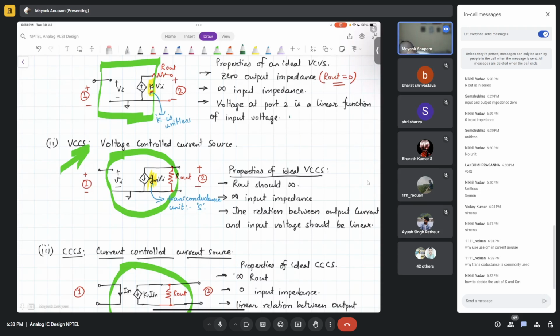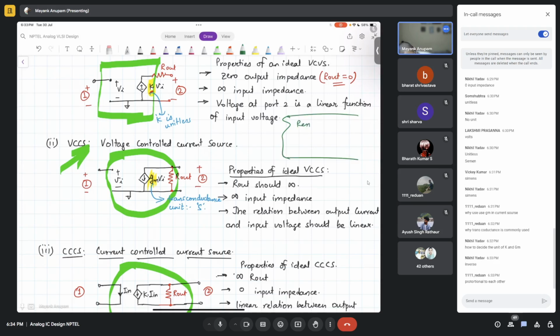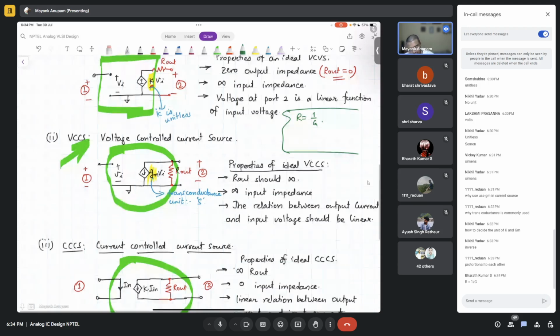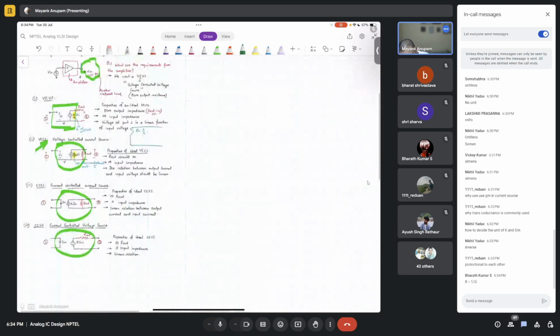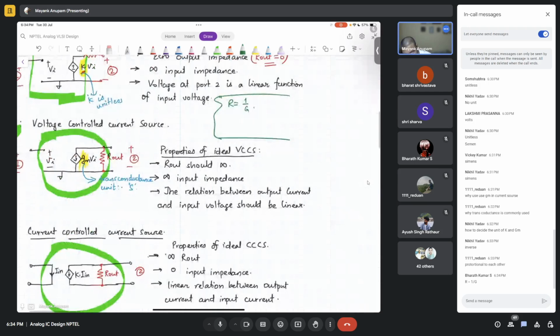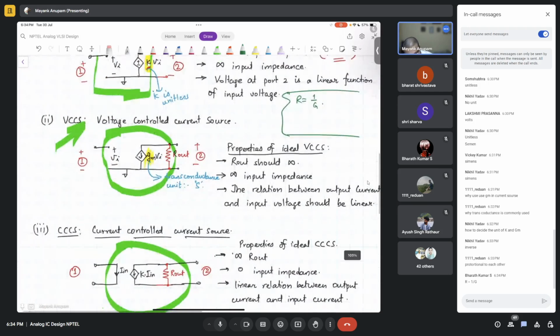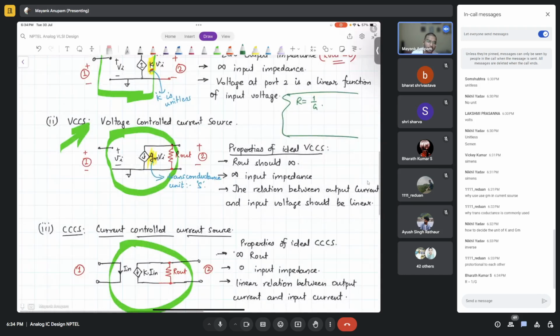So, digression here. Resistance, or rather, R is equal to 1 over G. Correct. So resistance is definitely the inverse of conductance. You know that, and when you say that something is a resistor, it means what?